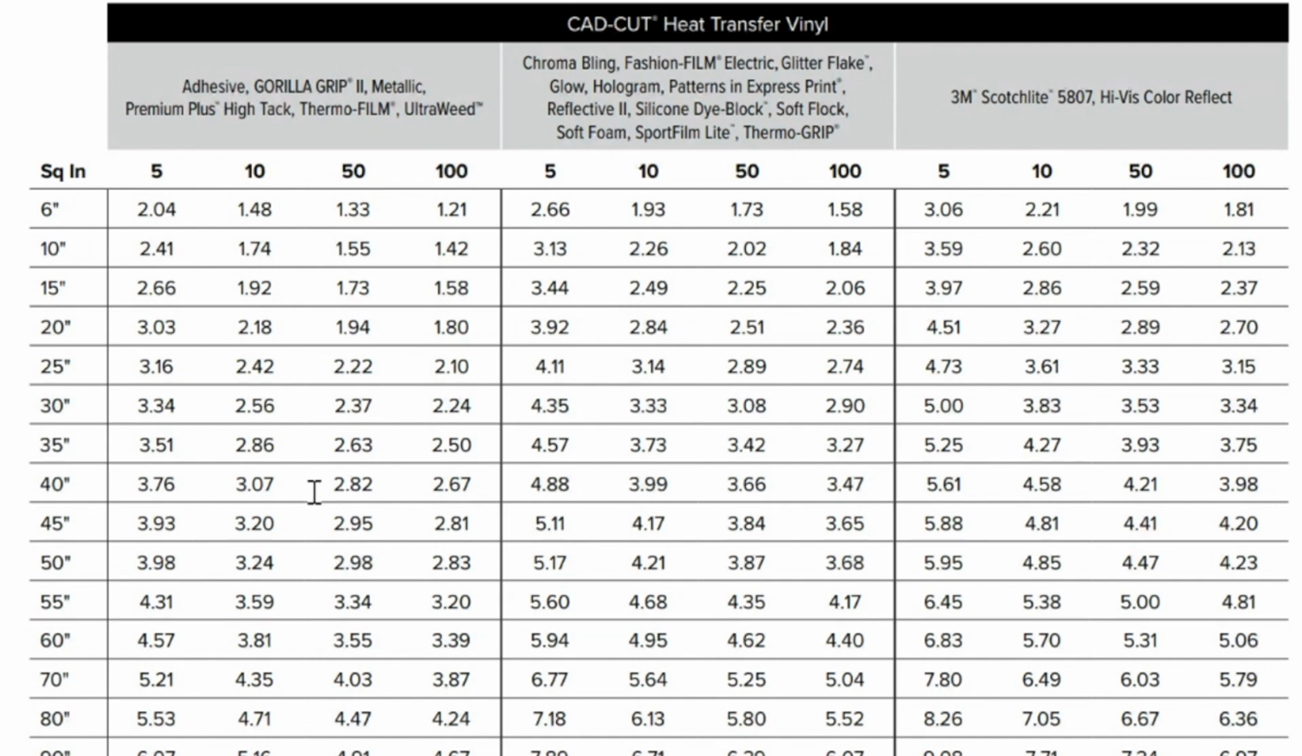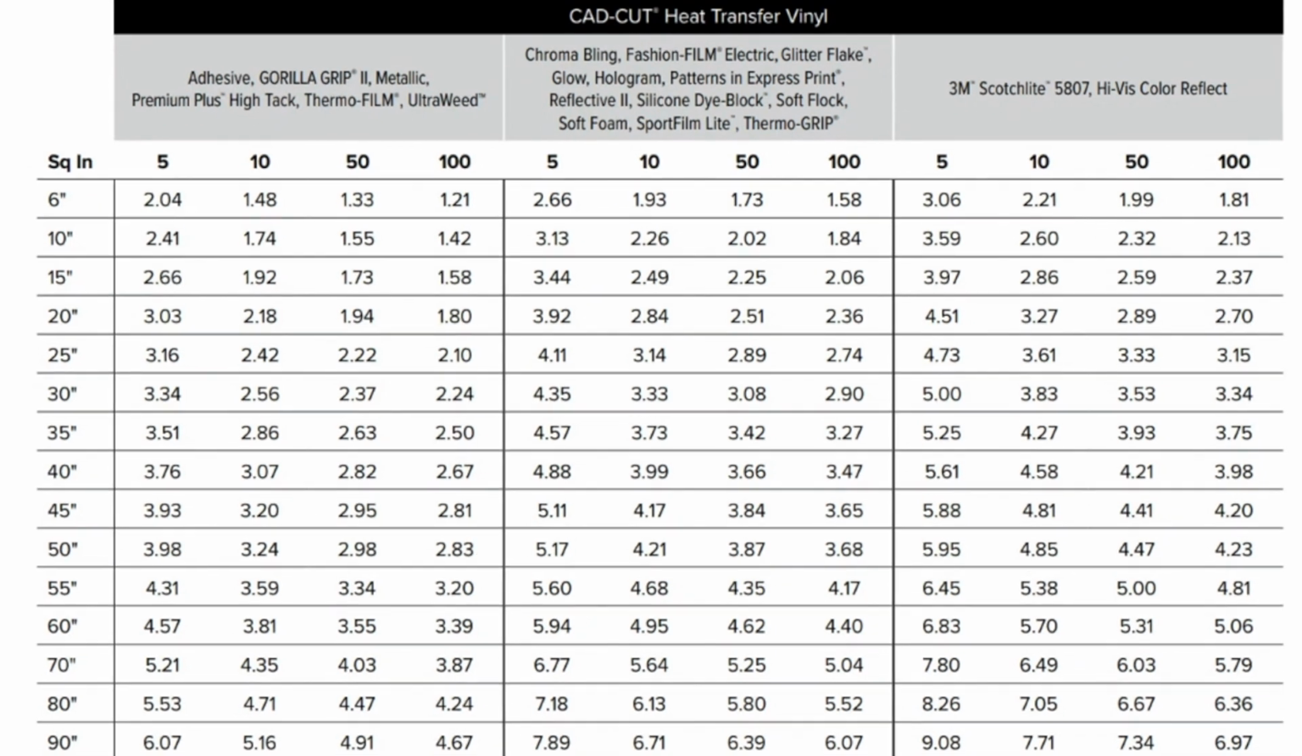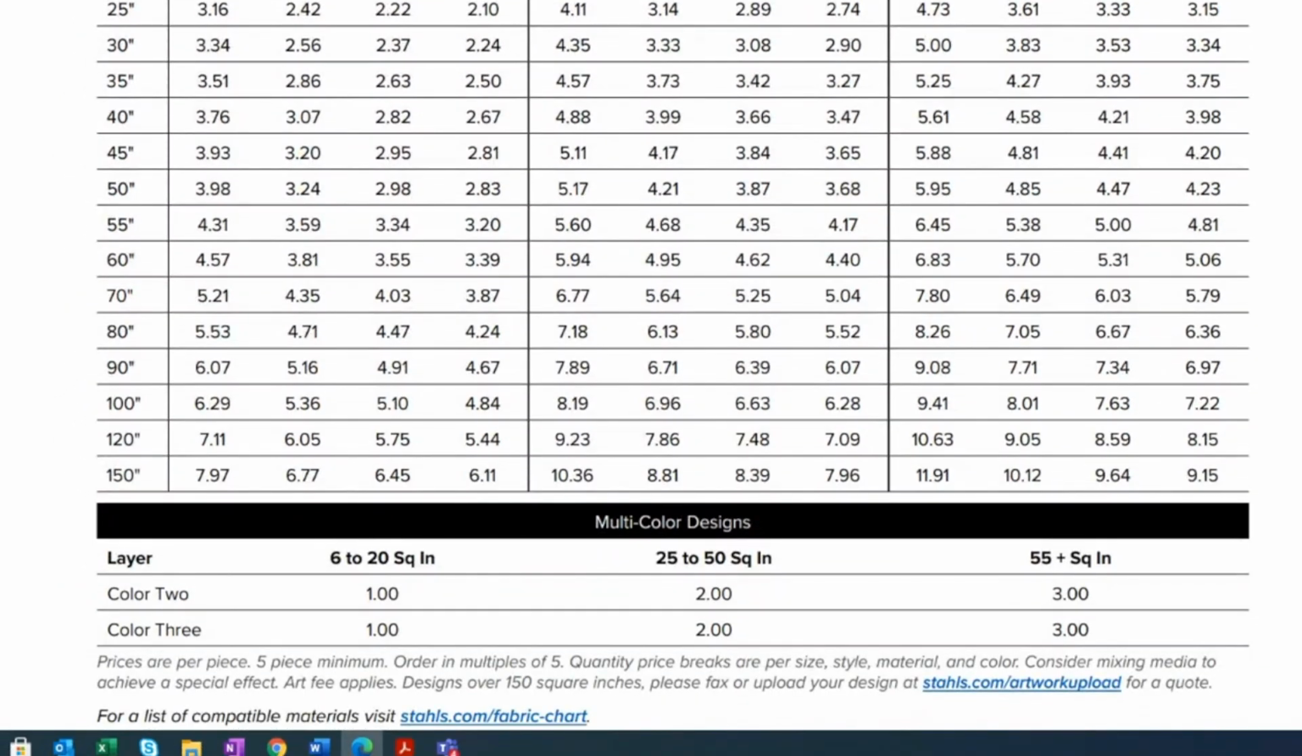Now, as you add additional colors, you start to add additional cost. So if we just scroll down to the bottom of our price grid here, we can see that we're easily able to add a color 2 or a color 3 to the design for a flat rate. So in this particular case, for the 36.64 square inch design, we're going to be at 40 square inches. At 50 pieces, it would be $2.82. But because we're adding a second color, color 2 down here at the bottom would be an additional $2 at that square inch increment, making a total cost of $4.82 if I had a multicolor UltraWeed design for this particular job. Again, very quick, very easy to do.